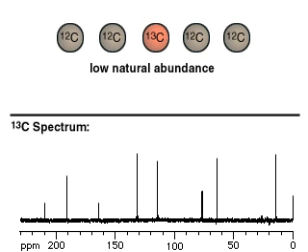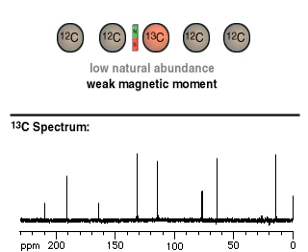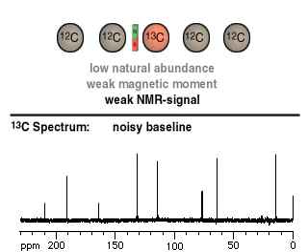Carbon-13 is not very abundant. Additionally, it has a weak magnetic moment. Carbon-13 therefore gives rise to a relatively weak NMR signal. As a consequence, carbon spectra have a much noisier baseline than proton spectra.